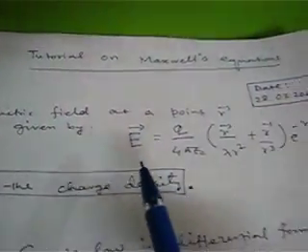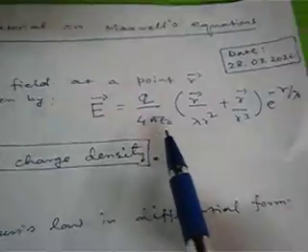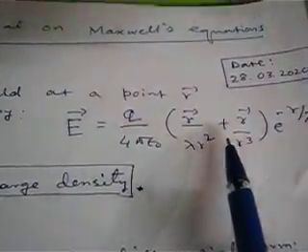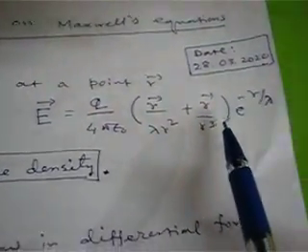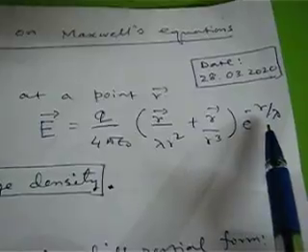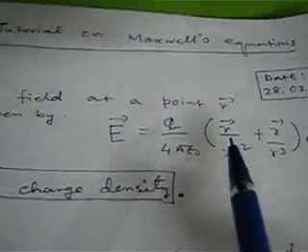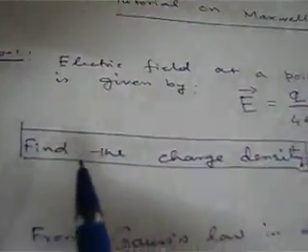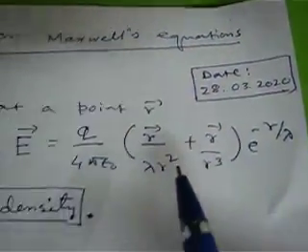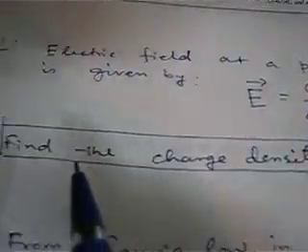Electric field at a point R is given. E vector equals q by 4 pi epsilon naught, r vector by lambda r square plus r vector by r cube, into exponential of minus r by lambda, where lambda is a constant. This is given. Find the charge density. Charge density is to be calculated.